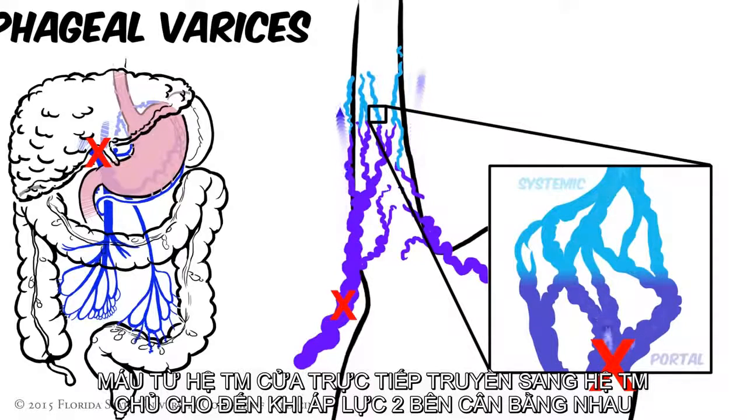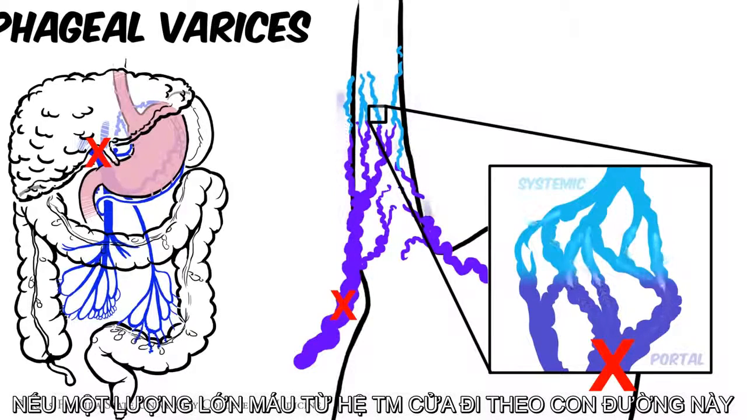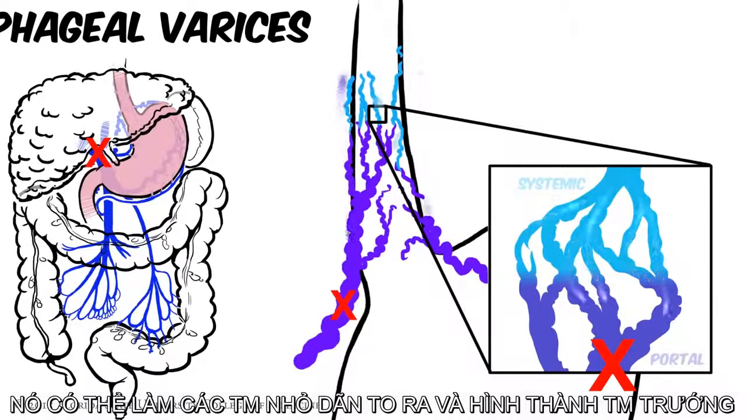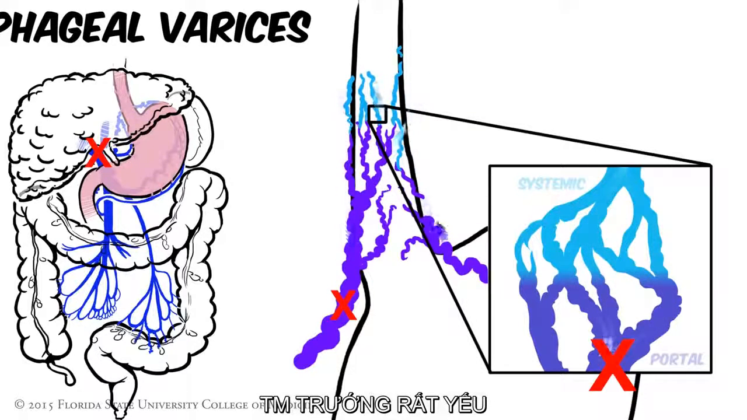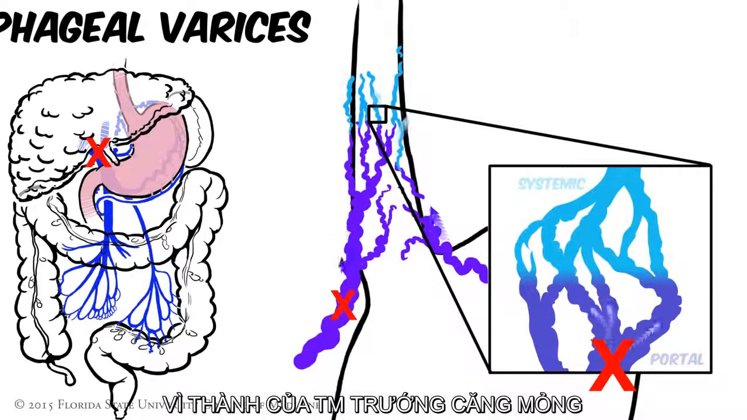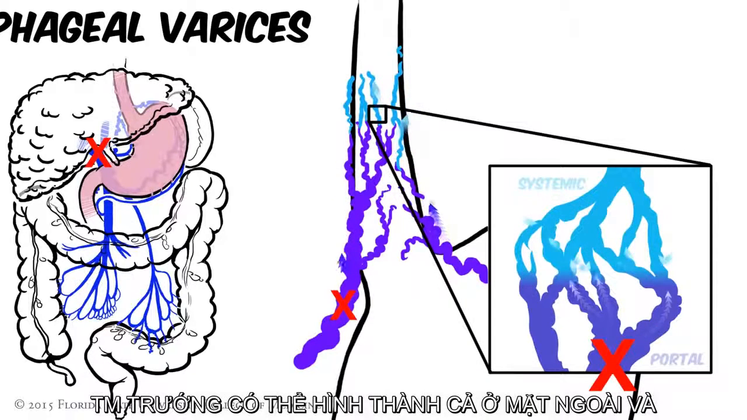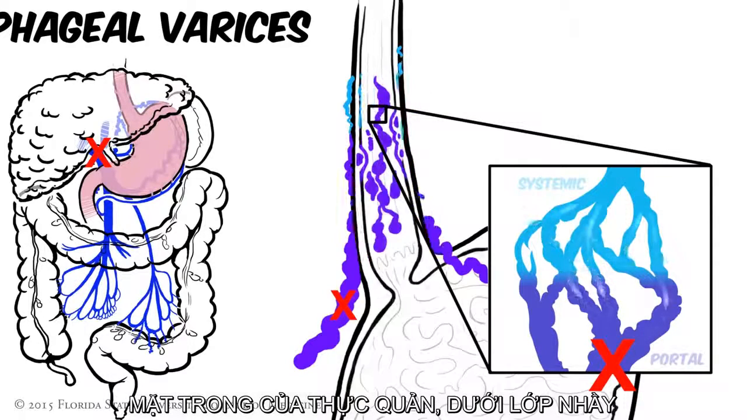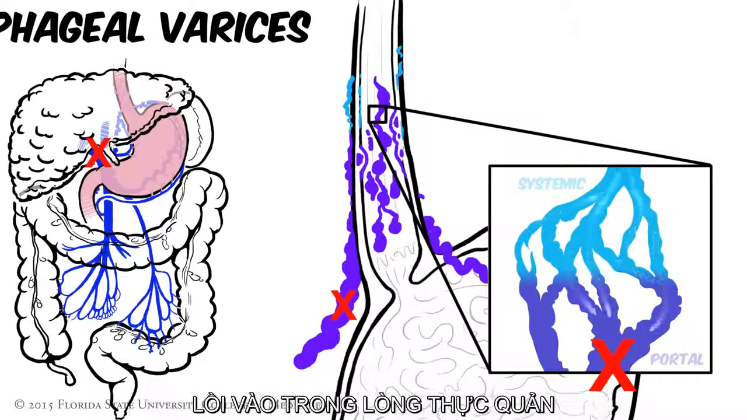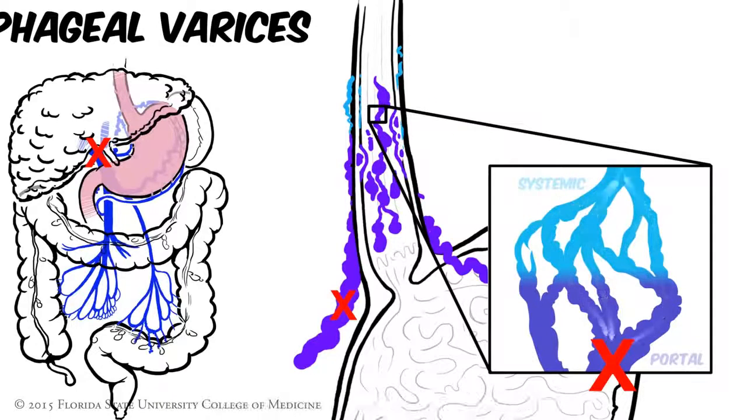Portal blood will continue to be sent directly to the caval system until the pressure in the two systems becomes equal again. If a large amount of portal blood is shunted this way, it can cause the smaller systemic veins to dilate and form varicosities, or varices. Varices are weakened segments of vein due to the fact that their walls are stretched and thin. Varices can form both on the external surface of the esophagus and internally under the esophageal mucosa, where they protrude into the lumen of the esophagus.